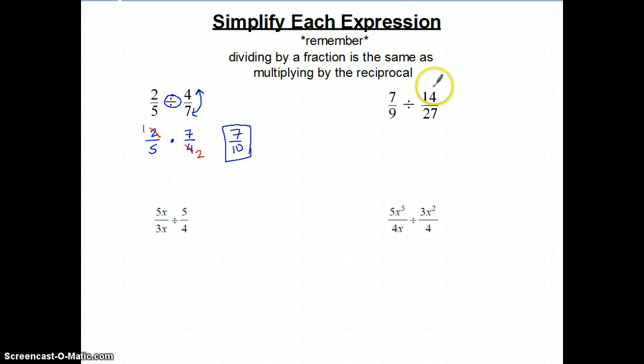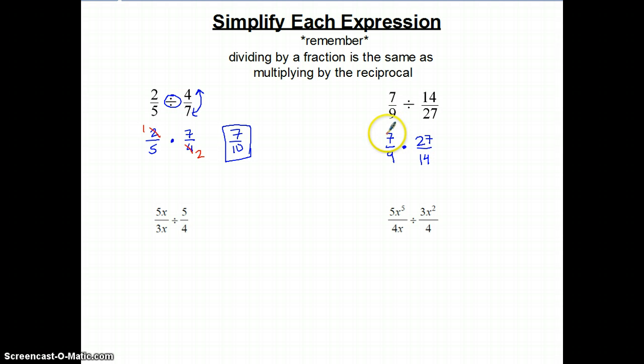On the right, same thing. I'm dividing by a fraction, so I'm going to take the reciprocal of that second fraction and change my division to multiplication. This first fraction stays the same, my division becomes multiplication, and I reciprocate or flip over the second fraction. So I now have 27 over 14.